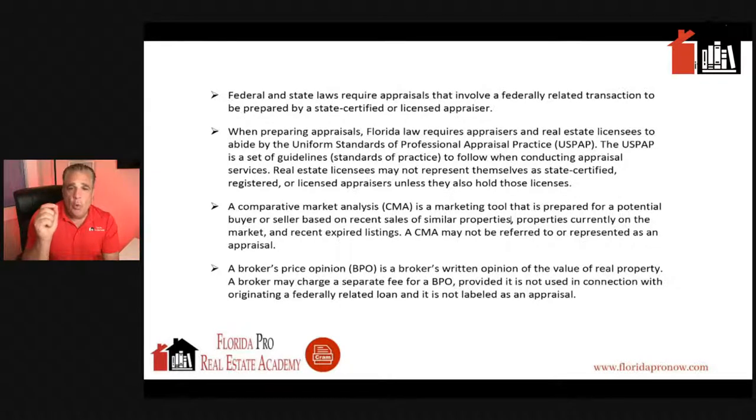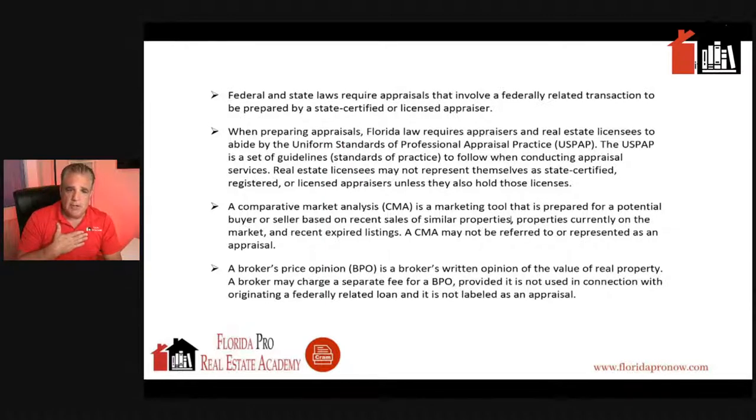Now, when we prepare an appraisal, we can never say it's a certified appraisal or that we are state certified to do that, because we are not. State certified appraisers will do federally related transactions, or they will be involved in that. We cannot say that we're certified to do appraisals, because we are not. Just want to make sure you all understand that. So if you see the words federally related transaction and the word appraisal, we cannot do those.